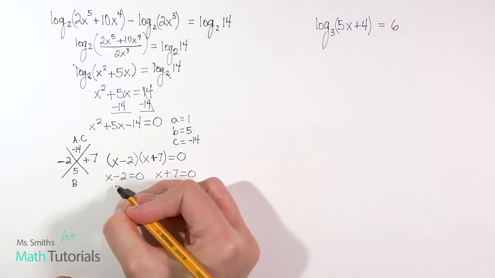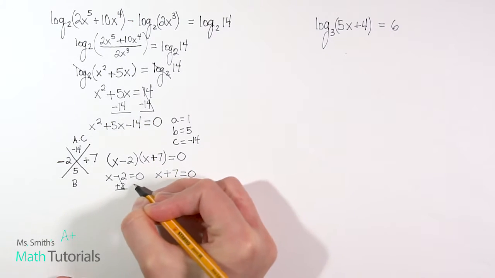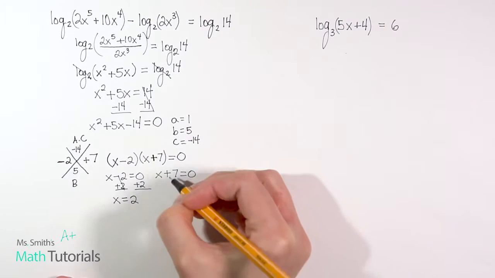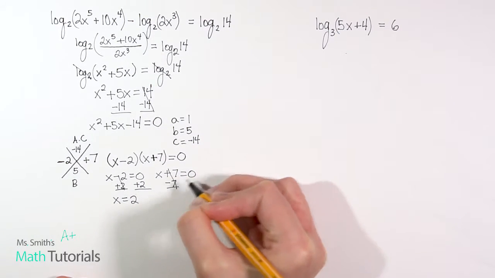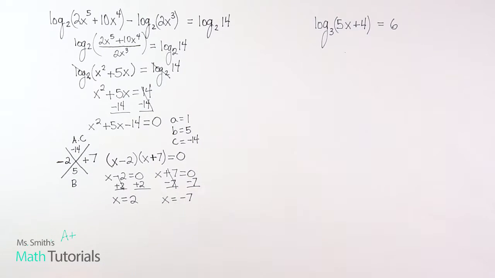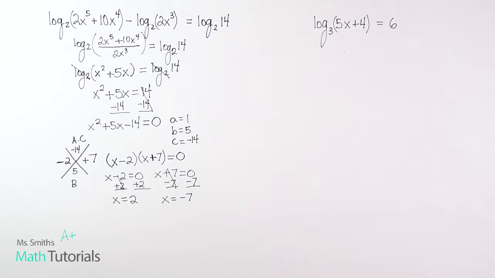So let's see, I would want to add 2. So I got x equals 2. And I'd want to subtract 7, and x equals negative 7. It's okay to have 2 answers. It just means we need to check both of our answers to make sure if they both are real solutions or if maybe just one of them is a real solution.